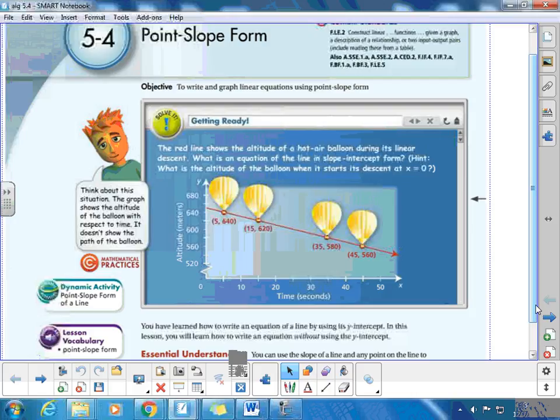A red line shows the altitude of a hot air balloon during its linear descent. Means it comes down in a nice straight line. What is the equation of the line in slope intercept form? What is the altitude of the balloon when it starts its descent at x equals 0?